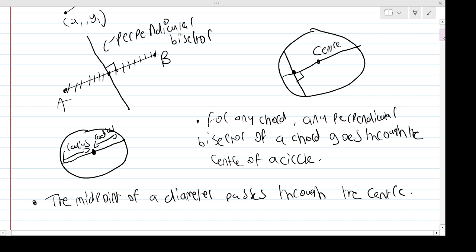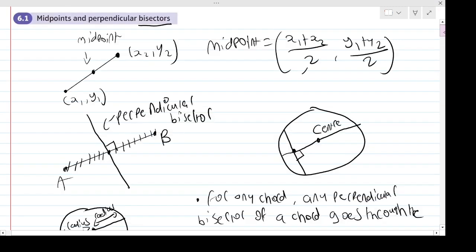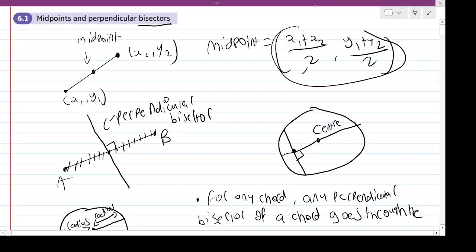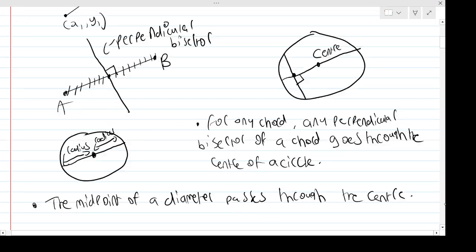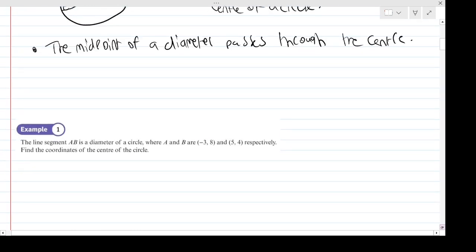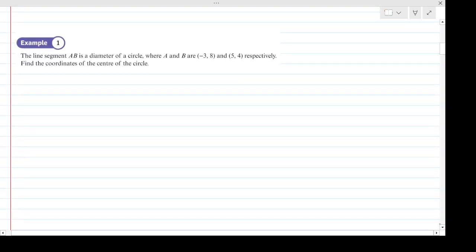So that's generally what we're going to be working with in this section: the idea of a midpoint being the average of the x and y values for 2 points, and the perpendicular bisector, which is a line that passes through the midpoint of a line AB and is perpendicular to it. Let's have a look at some examples. Example 1: we are given the line segment AB, a line connecting A to B. It's a diameter of a circle where A and B are (-3, 8) and (5, 4) respectively. Find the coordinates of the centre of the circle.